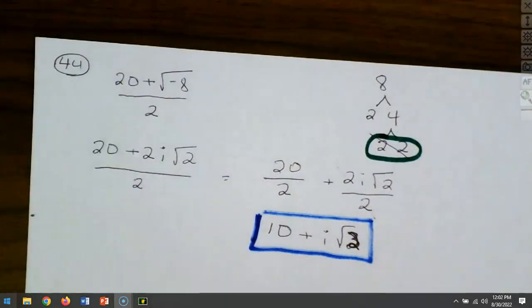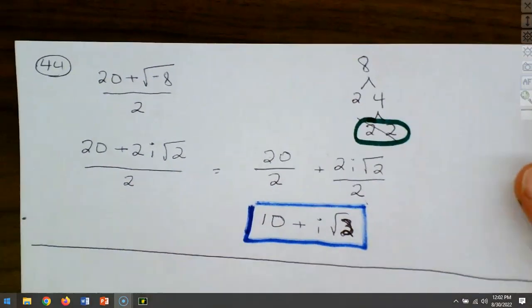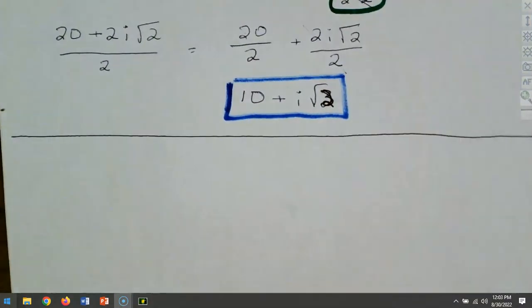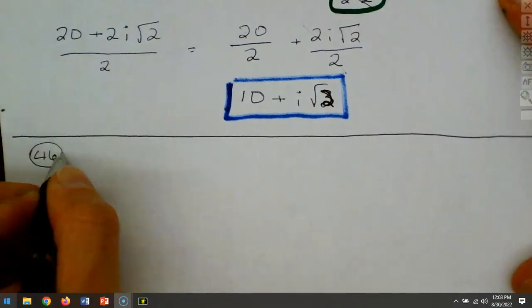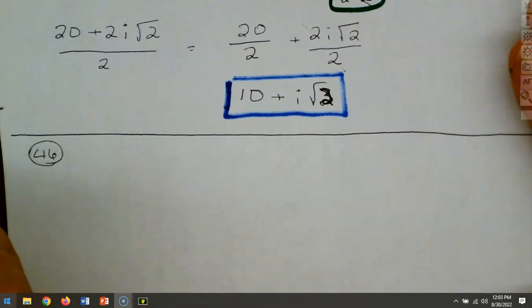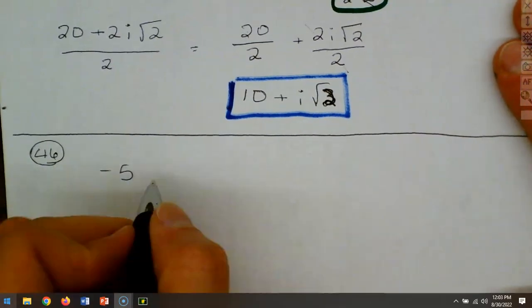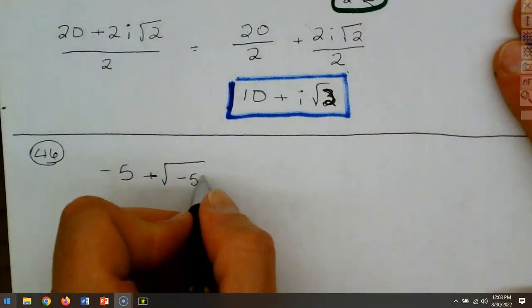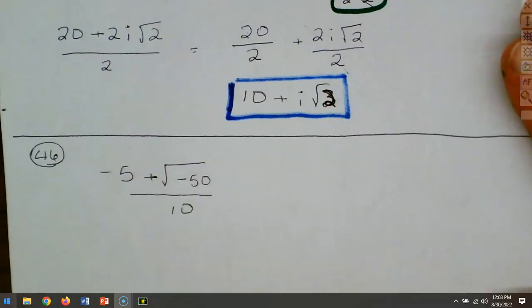Okay. One more, and then we're going to look at 1.4. We're not going to finish 1.4 today. We're only going to do one part of it. So let's do question 46. So minus 5 plus the square root of a minus 50 over 10.